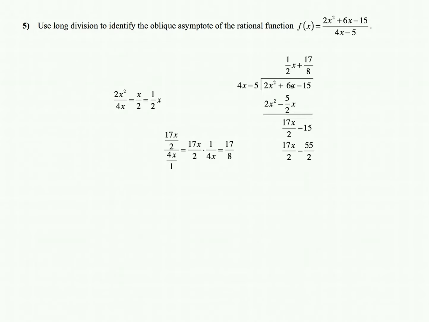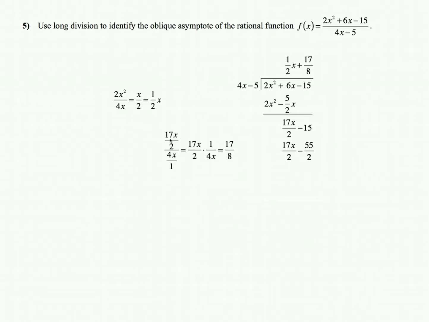6x is 12/2 x, and so 12/2 x minus a negative 5/2 x is the same thing as 12/2 x plus 5/2 x, which gives us 17/2 x, or as I've written it here, 17x over 2. Then we bring the negative 15 down, and we divide the 17/2 x, or 17x over 2, as I've written it here, by the first term in the divisor again.